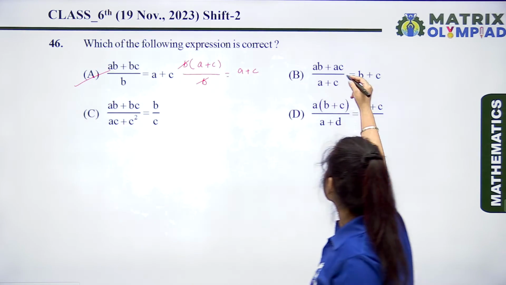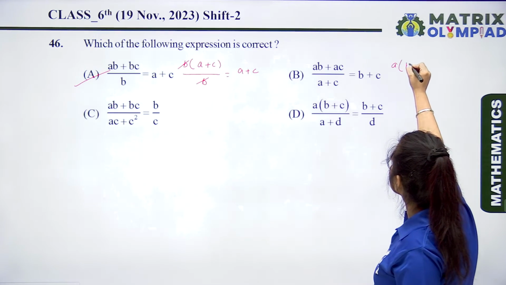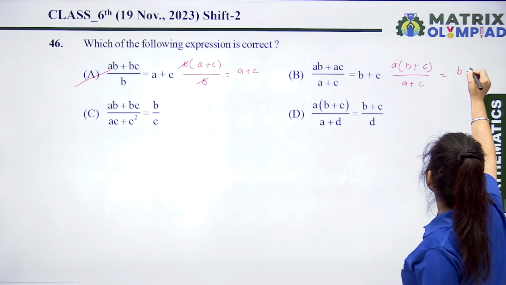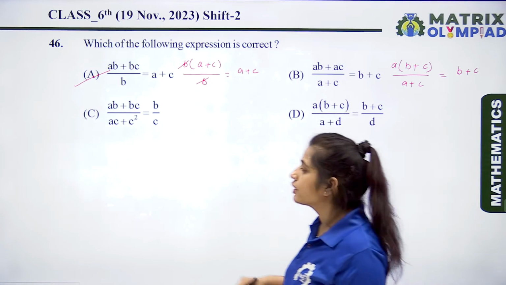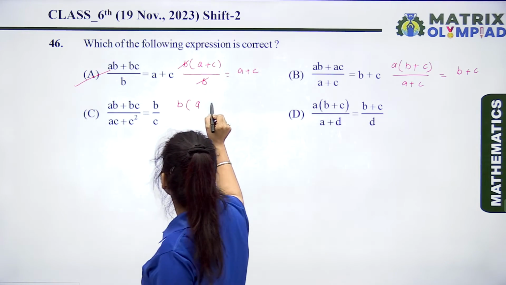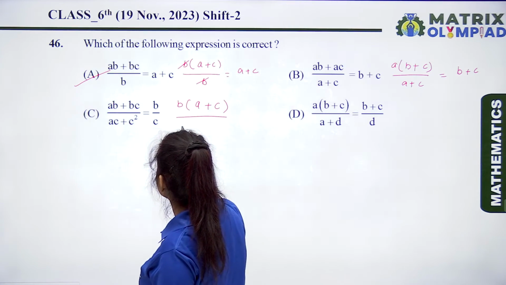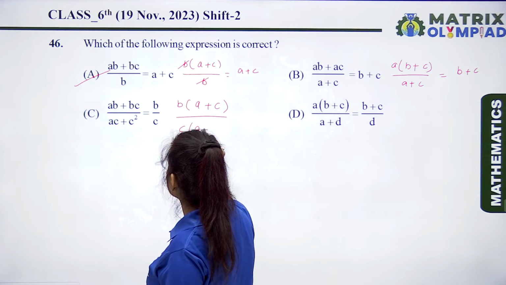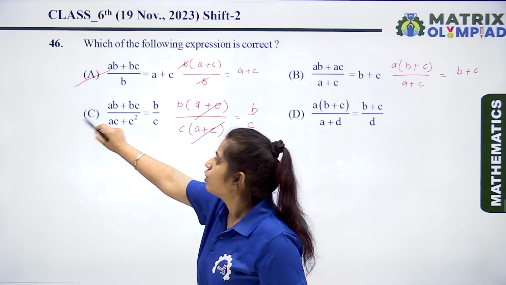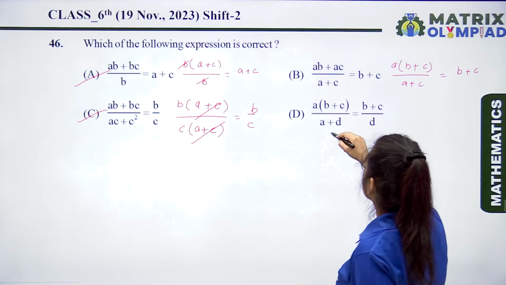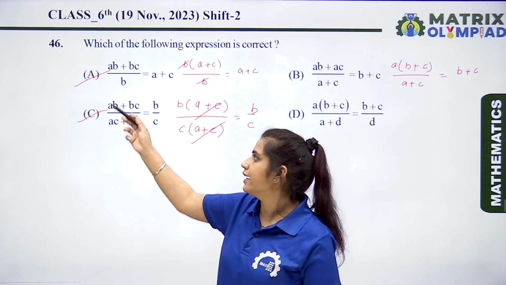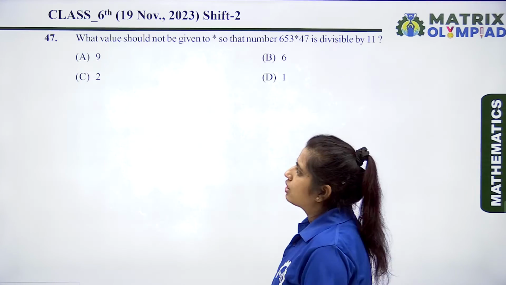A option is correct. Now next let's check the next option, B plus C. This is A plus C equal to B plus C. So this option is not correct. Now let's check the next one. B is common, here A plus C. Next one is C, A plus C equal to B upon C. So this was cancelled out. C option is also correct. Now let's check the last D option. Here this option is not correct. So according to the question, we can say that A and C options are correct. Now let's start the next question.